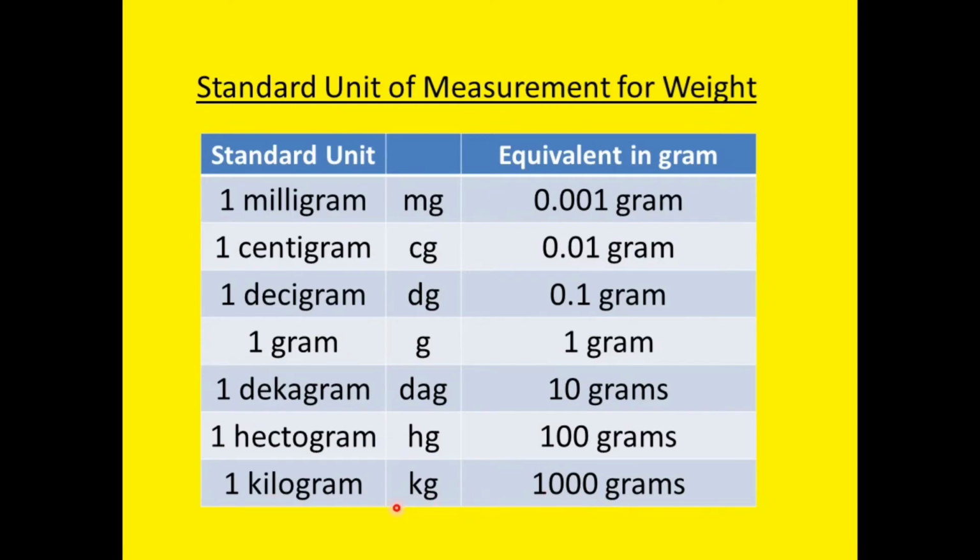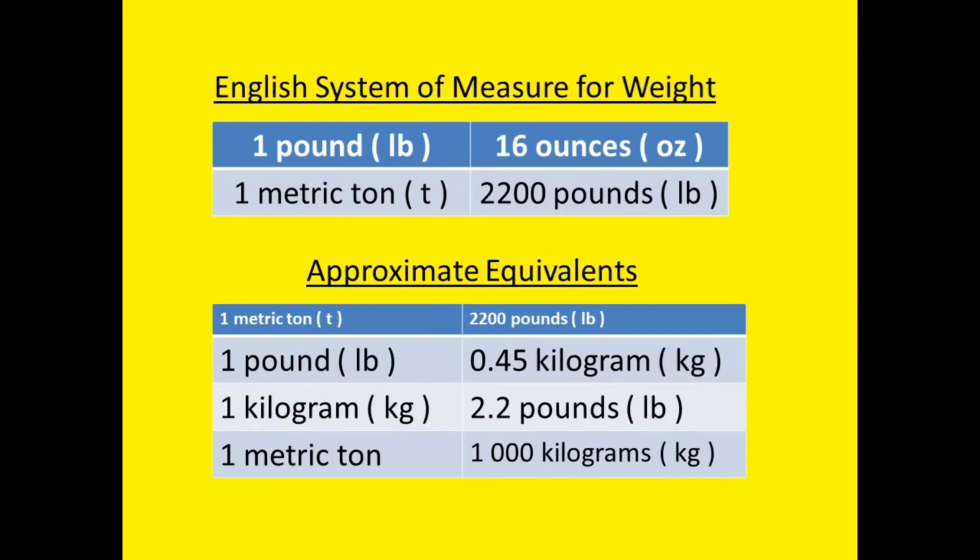So we have here the prefixes. If you have noticed, at the left side of the root word, which is gram, milli, centi, deci, deca, hecto, kilo. So those are the prefixes. Same with the measuring length, right?